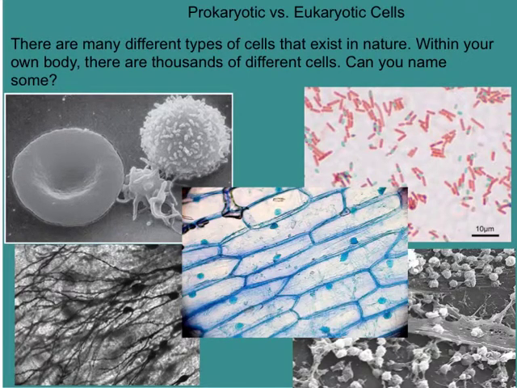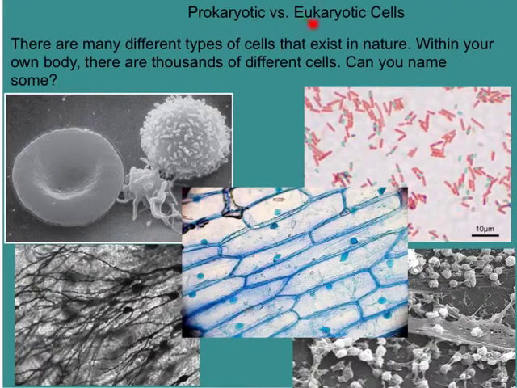Welcome to Monobiology. In this lesson, we're going to talk about the differences between prokaryotic and eukaryotic cells. Now that we know that living things or organisms are made up of cells, we're going to learn about the two major classes or groups of cells, prokaryotic and eukaryotic.